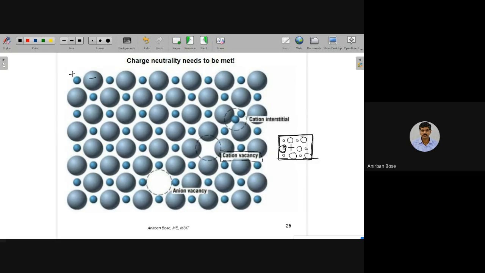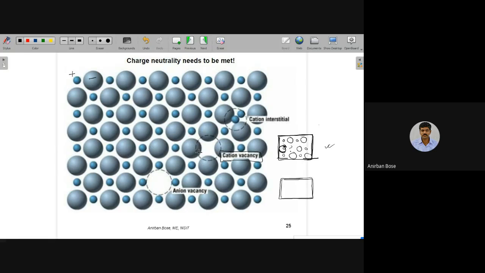You can see here, the cation is missing. Cation is not there. But still it is electrically neutral. If this kind of situation occurs, then it is called cation vacancy. Anion vacancy means the whole thing is exactly similar to here, only one anion is missing or maybe a few anions are missing, but the thing is exactly like this. No other things are there.